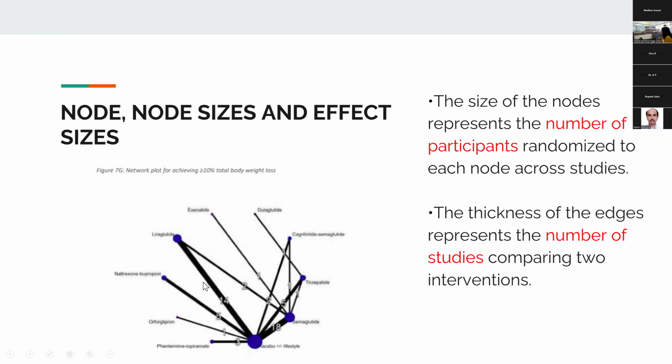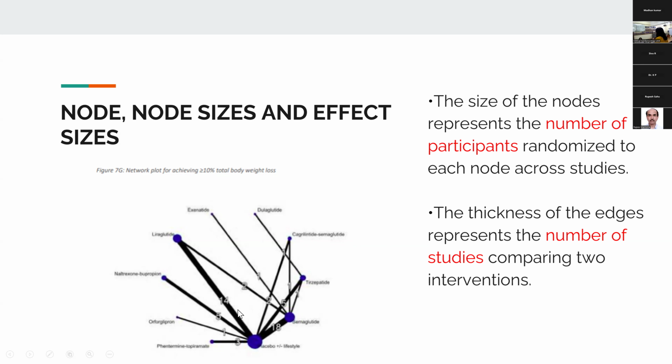Next, we are coming to the concept of how a network diagram is drawn. These round circular things are called nodes. The size of the node represents the number of participants. For example, almost all the studies in this network meta-analysis had a placebo plus or minus a lifestyle arm. The lines that connect nodes are called edges, and the thickness of this line says how many studies there are, how many RCTs comparing these two.